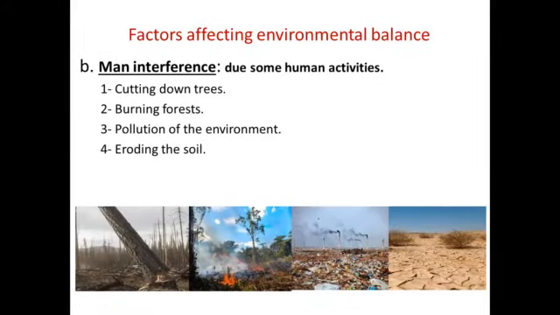The other type of factors that affect environmental balance is man's interference due to man's activities like cutting down trees, burning forests, pollution of the environment, eroding of soil, and leaving the soil without planting, which leads to its damage.